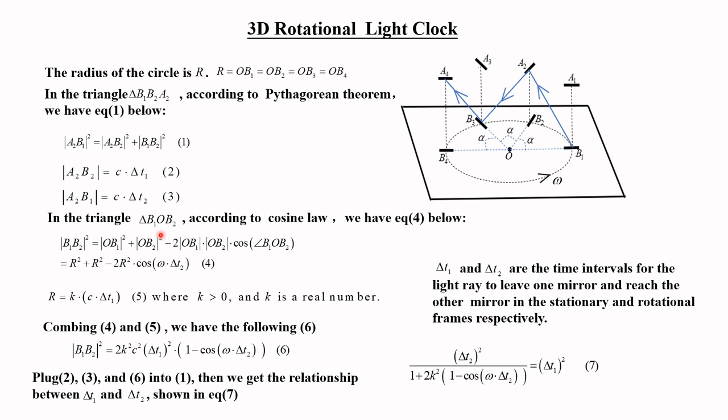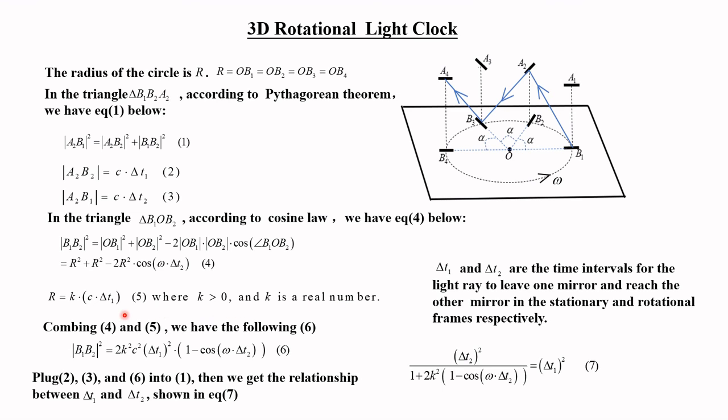Here we can also see that in the triangle B1OB2, according to the cosine law, we have equation 4: B1B2 squared equals OB1 squared plus OB2 squared minus 2 times OB1 times OB2 times cosine of this angle B1OB2. This angle B1OB2 equals omega times delta T2. And OB1 equals R, OB2 equals R. So B1B2 squared equals R squared plus R squared minus 2R squared multiplied by cosine omega delta T2. And we write R is proportional to the value of C times delta T1. The proportional constant is denoted as K, where K is a positive real number.